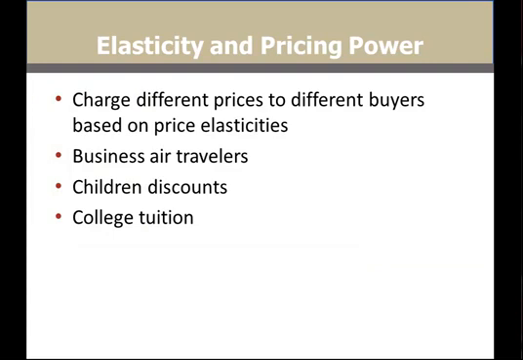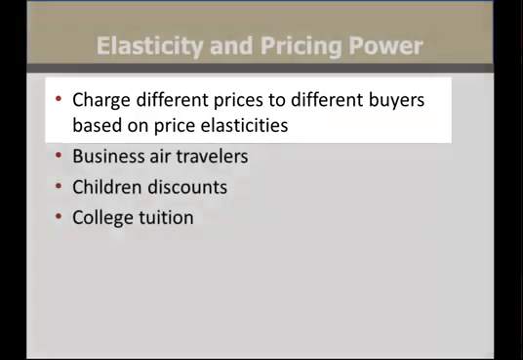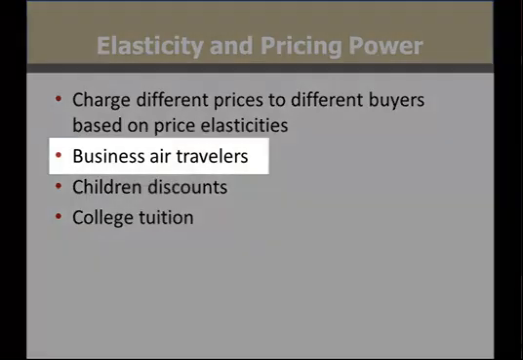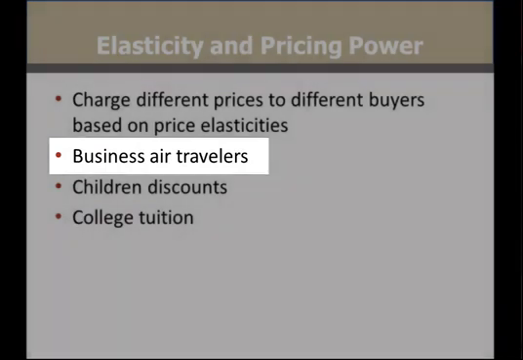And we will conclude with elasticity and pricing power. Some firms have market power or pricing power that allows them to set their products at prices that are in their best interest. For some goods and services, firms may find it advantageous to determine differences in price elasticity of demand and then charge different prices to different buyers. For example, business air travelers have a more inelastic demand for air travel, so they are charged higher prices since they will still pay it.